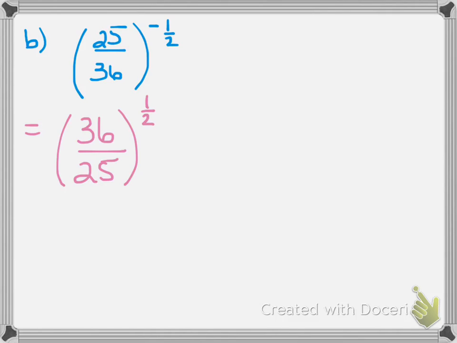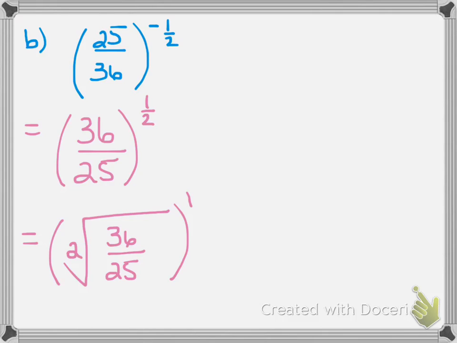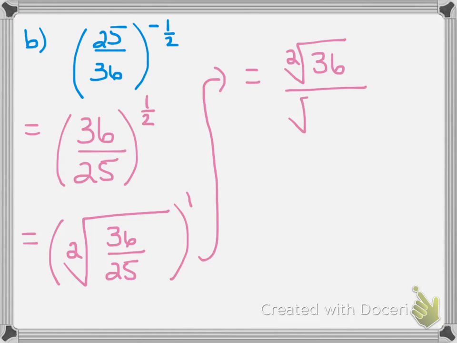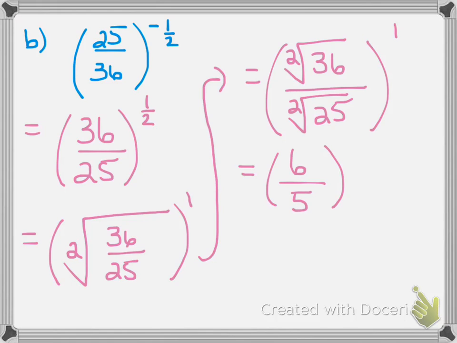In order to evaluate the fractional exponent, I need to change this to radical form. So my base of 36 over 25 becomes my radicand. My denominator of 2 becomes my index number. And remember, if your index is a 2, you don't have to write it there if you don't want to. And my new exponent is a 1. So in order to evaluate this, I need to know what is the square root of 36 and what is the square root of 25, and then I need to raise that to the power of 1. So the square root of 36 is 6, and the square root of 25 is 5, and anything raised to the power of 1 is itself, so our answer is 6 over 5.